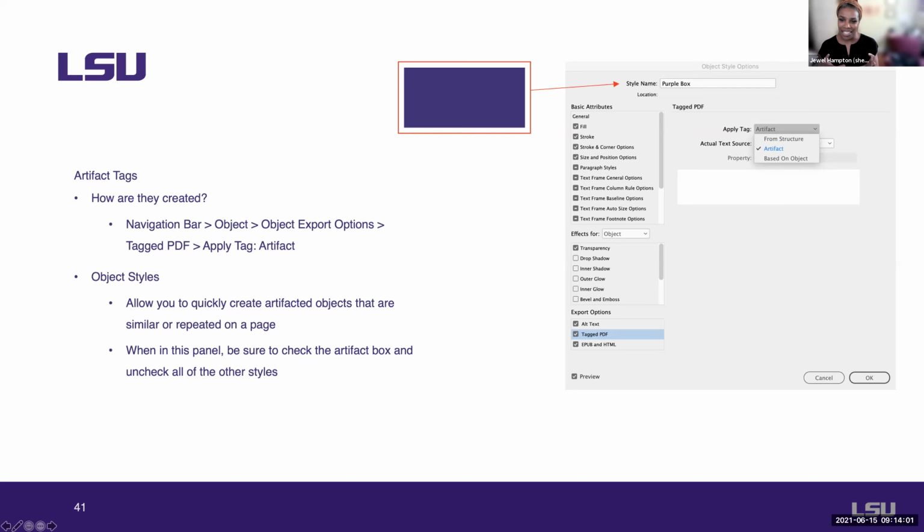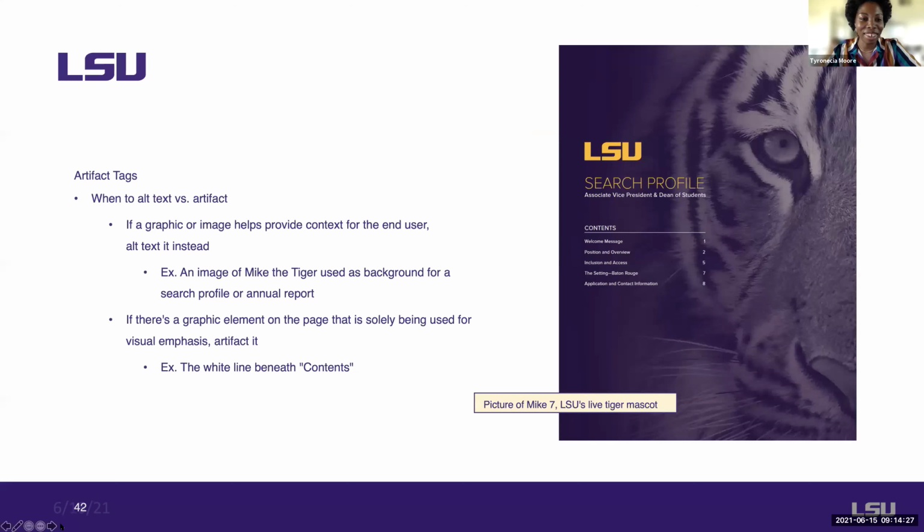Having this set up so that the color and the basic parameters for that object, and the fact that it's an artifact preset, it speeds this up for you and gets you through. And then Ty has all of the steps from the navigation bar to object and so forth outlined on this slide. Thank you. All right, next slide.